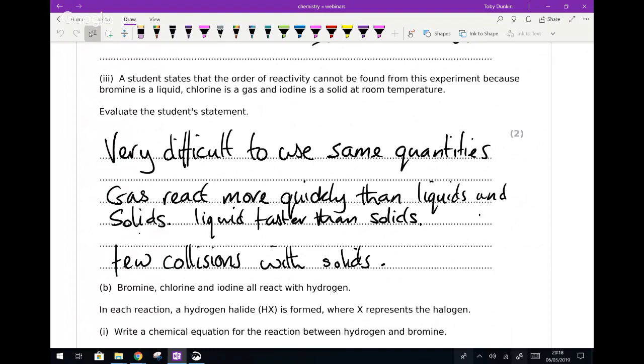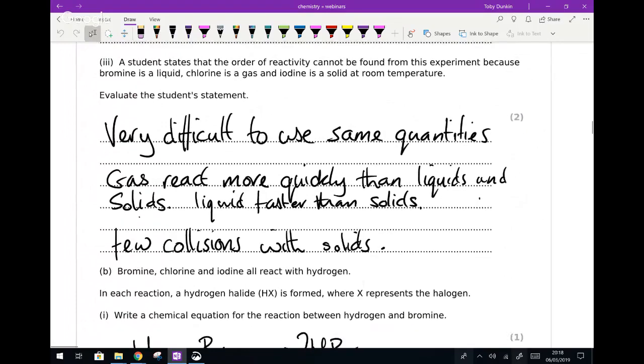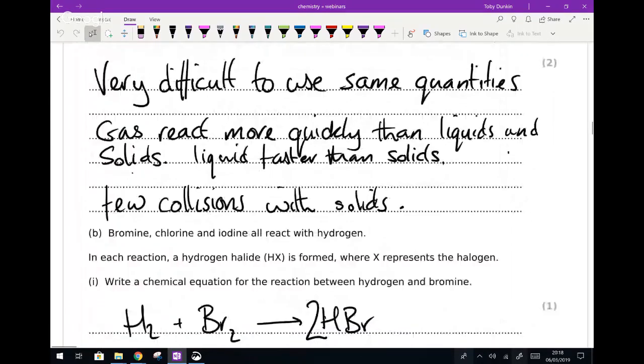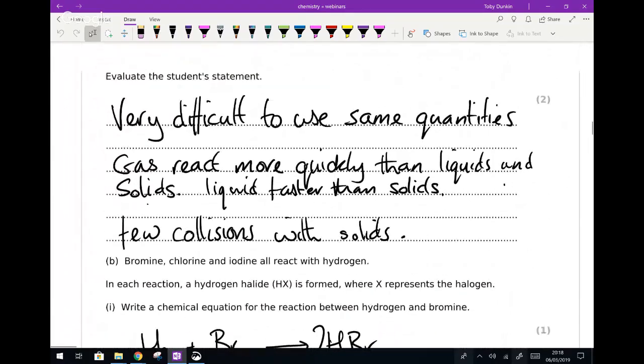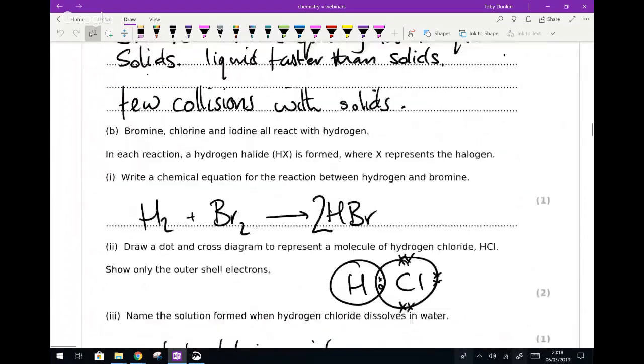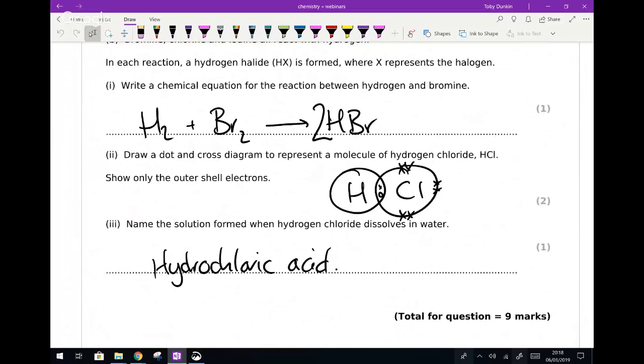Gases, we know, everyone here knows, that gases react more quickly than liquids. So immediately there's a variable here you can't control. There are fewer collisions in solids. So I'm just explaining and evaluating by giving bullet points that are clearly useful in why I couldn't do this. Bear that in mind.